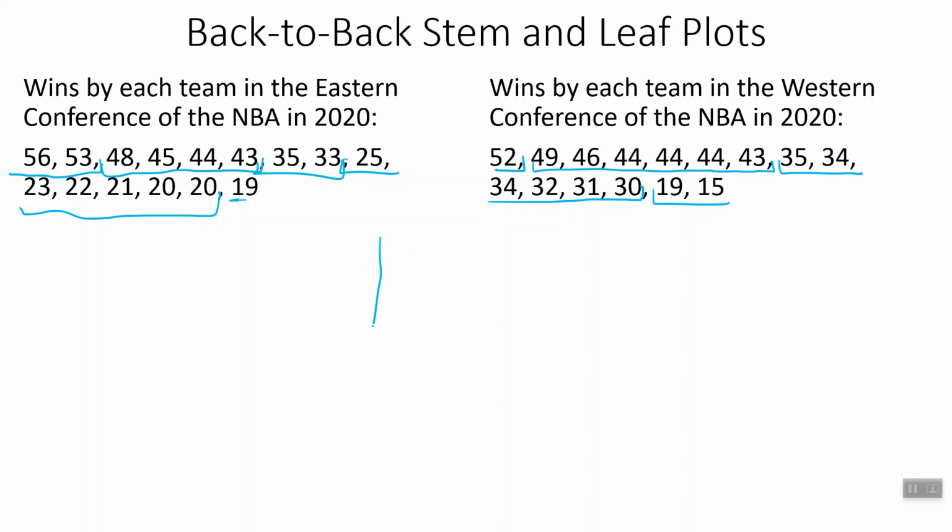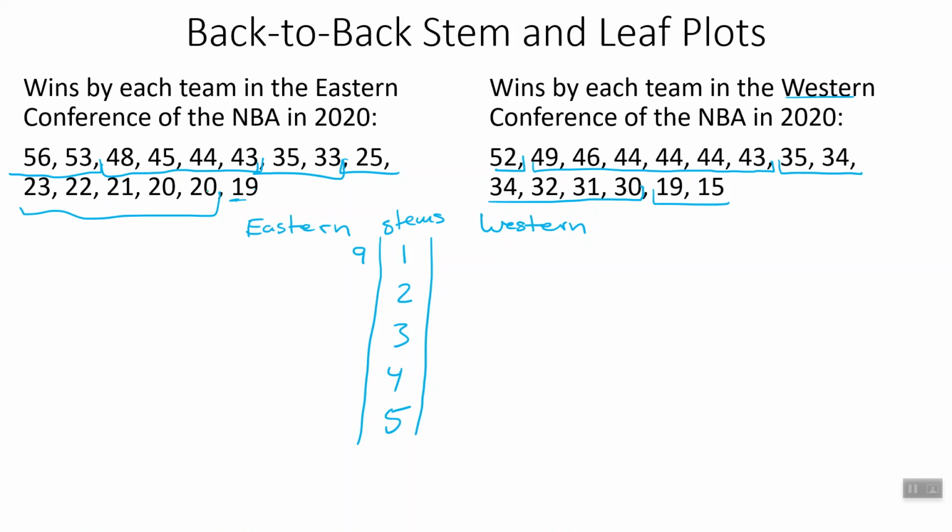So what we do for the back-to-back one is in the middle, we put our stems. And we've got 1 all the way up to 5. We can start with 5 on top, or we can start with 1 on top. It really doesn't make a difference. I'm going to start with 1, 2, 3, 4, 5. So on this side, we'll do the Western Conference. On this side, we'll do the Eastern. So with the 1 here, all we've got is 19, so we'll put the 9 there. For the 20s, we've got 20, 20, so 0, 0, 21, 22, 1, 2, 23, 25.